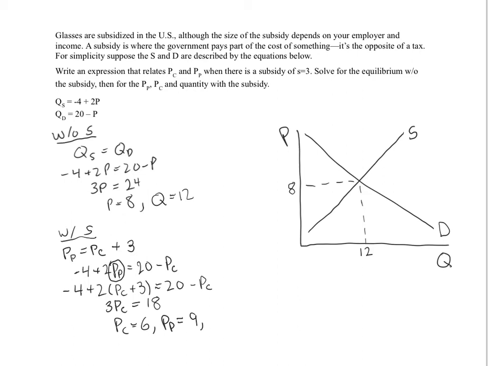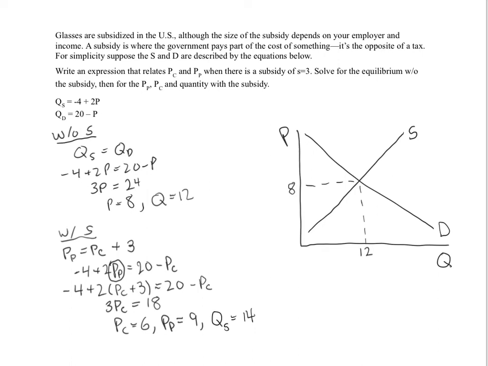Then we can plug PC into the demand curve. Remember, that's way back up here. So we can plug PC of 6 in and get 20 minus 6 is 14. Or we can plug PP into the supply curve. Negative 4 plus 2 times 9 is negative 4 plus 18. That's also 14. So either way, the quantity is 14. That's good because QS should equal QD in equilibrium here. So we can write the new Q, maybe QS, is 14.